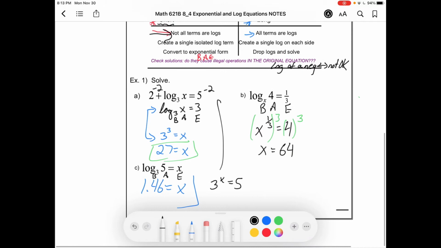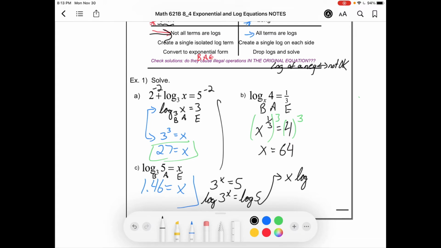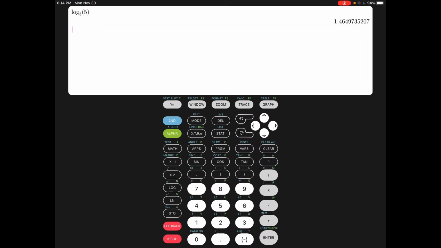And then from there, we can take the log of both sides. So we'd have log of 3 to the x equals log of 5. Okay, and then we can work that through. That means we can bring the x down and get x log 3 equals log 5. And divide both sides by log 3. So we'd have x equals log 5 over log 3. And then head to the calculator. And it's going to give us about 1.46. Log of 5 over the log of 3.